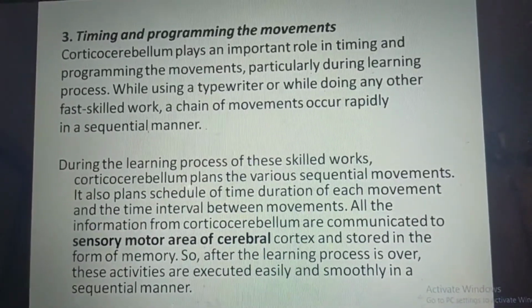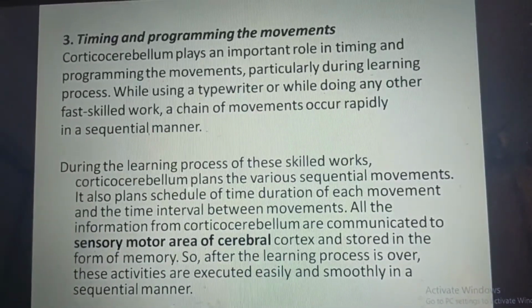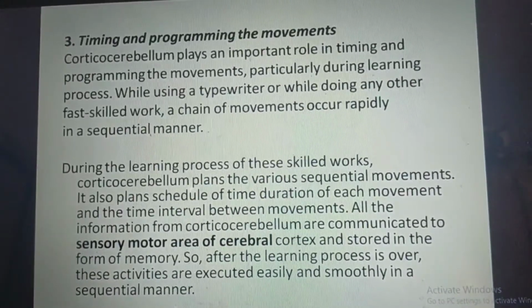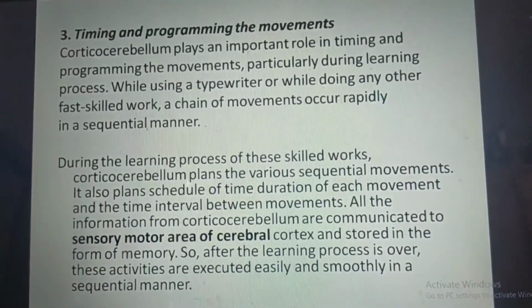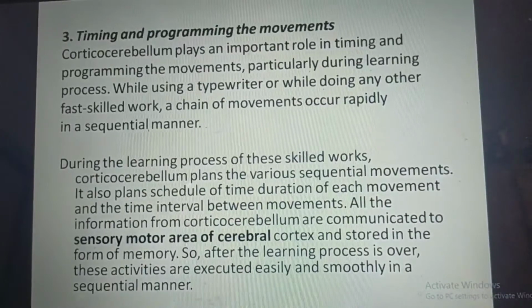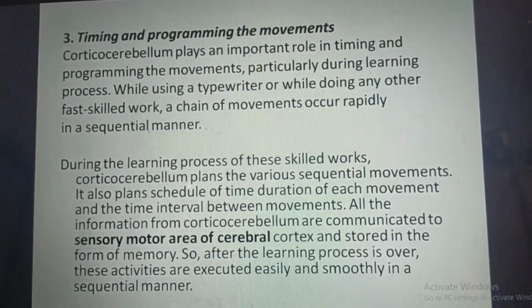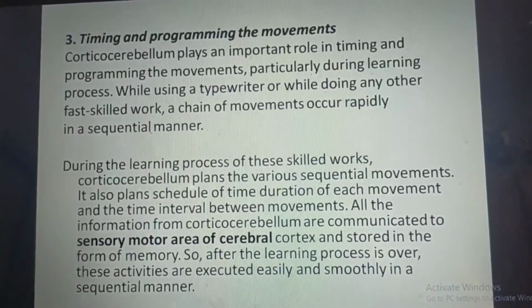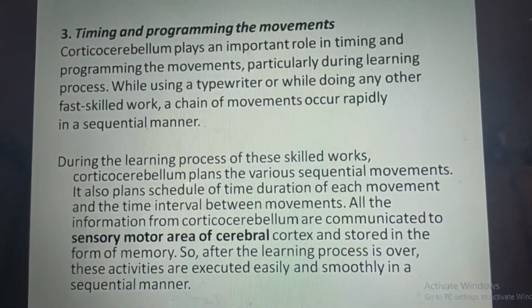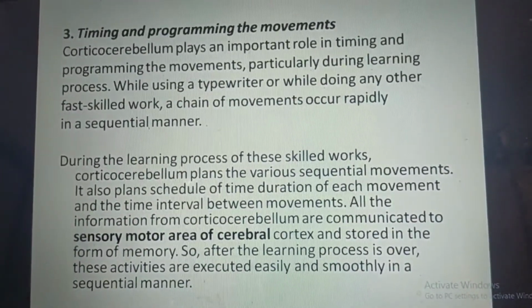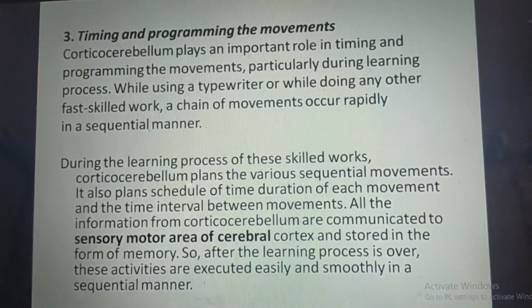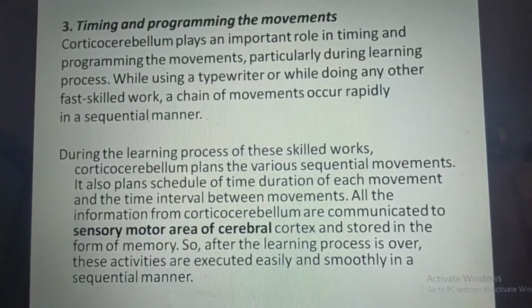It also plans the schedule of time of each movement and the time interval between the movements. All the information from corticocerebellum is communicated to the sensory motor area of the cerebral cortex and stored in the form of memory. So after the learning process is over, these activities are executed easily and smoothly in a sequential manner.